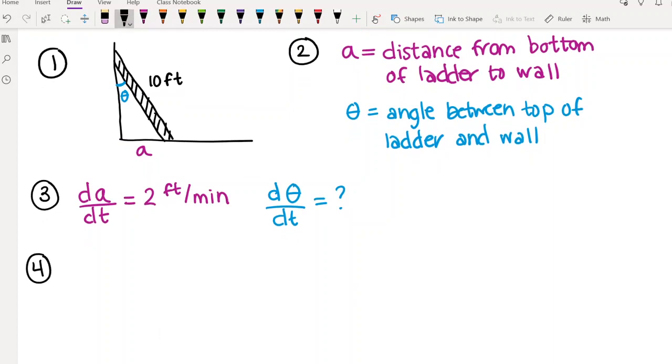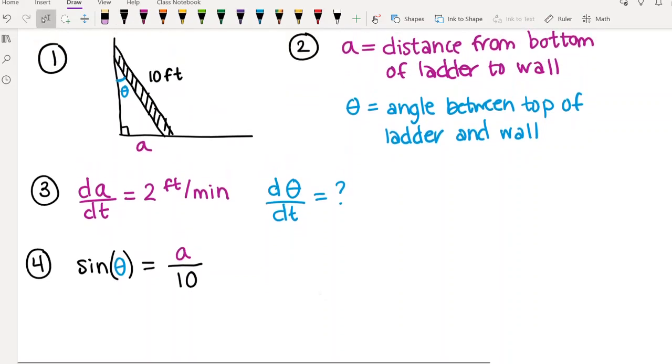Okay, so the next step is to make an equation that relates the quantities in the problem. Specifically, we want to relate theta and A. What kind of equations express a relationship between an angle and a distance in a right triangle? Trigonometry, right? So we want to use a trigonometric function. What information do we have in this right triangle? We have the opposite side from the angle and we have the hypotenuse. And so that means we want to use the sine function. So the equation we can write down is that sine of this angle theta is equal to side A over 10. So that is our equation relating the two.